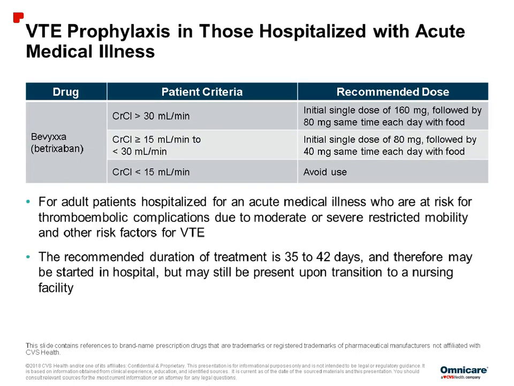And while we just talked about VTE prophylaxis on the last slide, this slide highlights the newest direct oral anticoagulant, Betrixaban, or Bevyxxa, which has a unique FDA-approved indication. That is VTE prophylaxis in adult patients hospitalized for an acute medical illness who are at risk for thromboembolic complications due to moderate or severe restricted mobility and other risk factors for VTE.